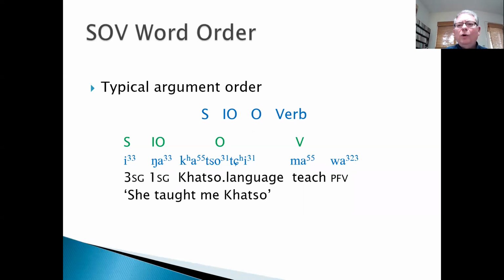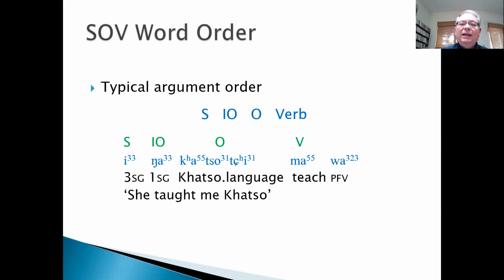In terms of the word order of the arguments of a verb, we could call Khatso an SOV language, although the order is a little bit flexible. So generally, verb always comes last, so all the arguments occur before the verb. Typically, the subject comes first.